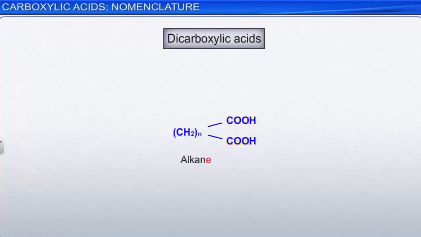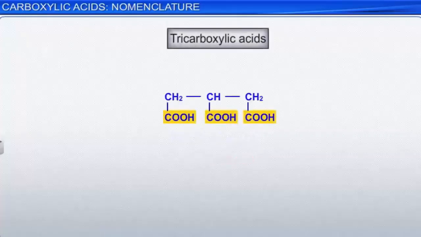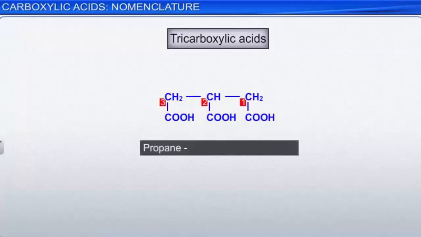For naming compounds containing more than one carboxyl group, the ending E of the alkane is retained, and the multiplicative prefix di, tri, etc. is added to the term oic acid. The positions of the COOH groups are indicated by Arabic numerals before the multiplicative prefix. For example, the compound shown here, which contains 3 carboxyl groups on the first, second and third carbons, is named propane-1,2,3-tricarboxylic acid.